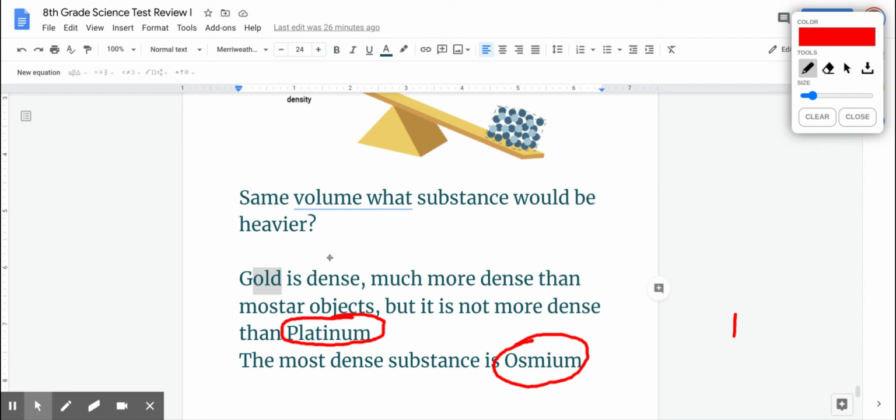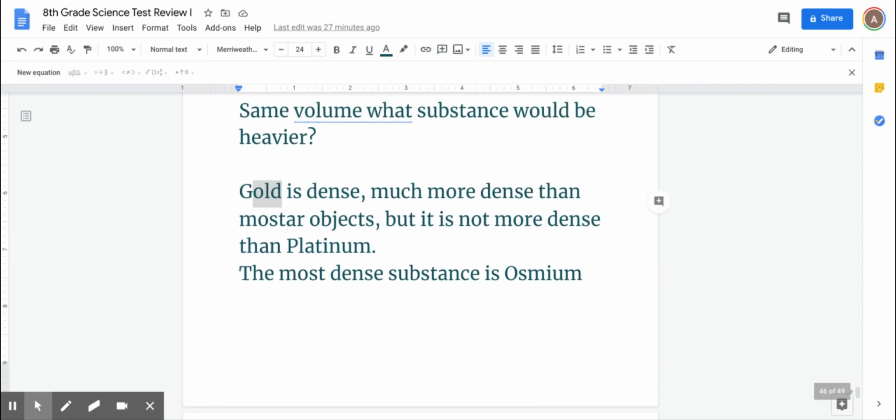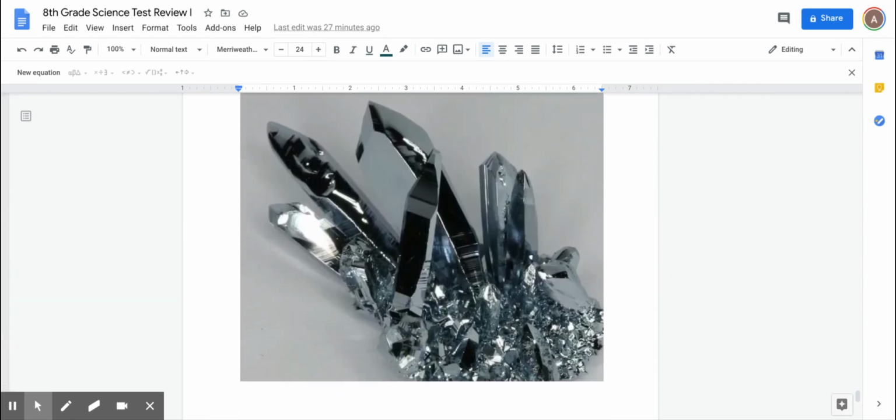So gold, for example, has a density of about 19.3 grams per centimeter cubed, and osmium is about 22.34 grams per centimeter cubed. So osmium is much more dense. The particles are packed in much more densely than gold. But gold is much more valuable than osmium, by the way. So being more dense and being more valuable are two different things. And there's a picture of osmium. Very silvery looking thing, but very dense.